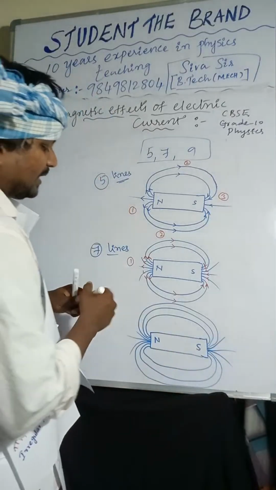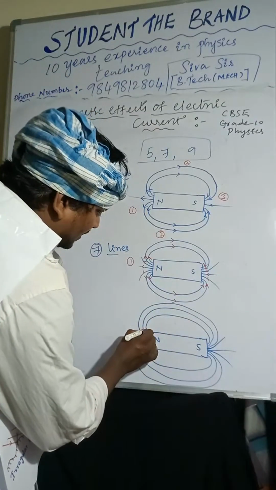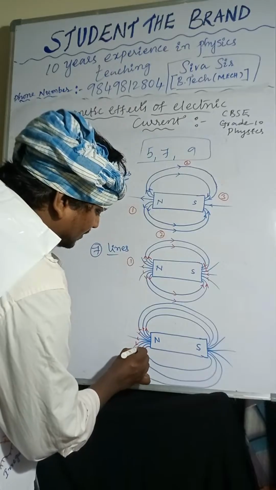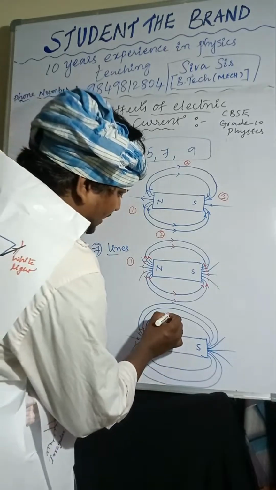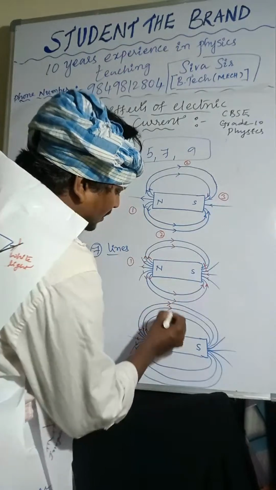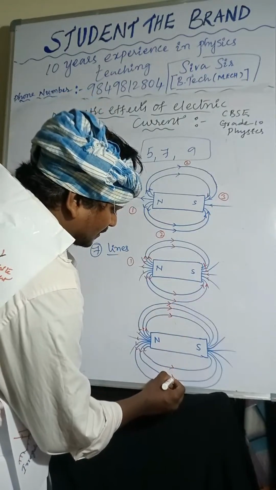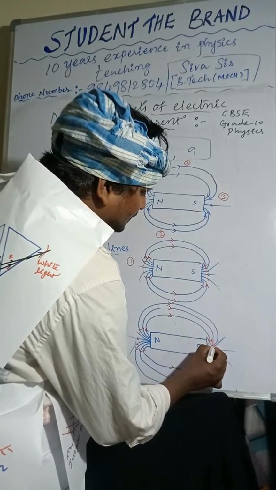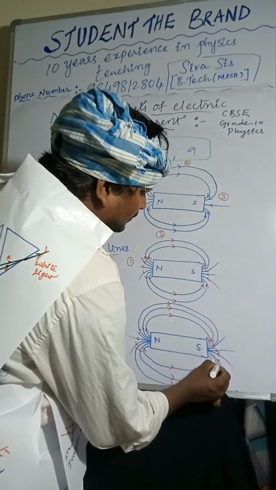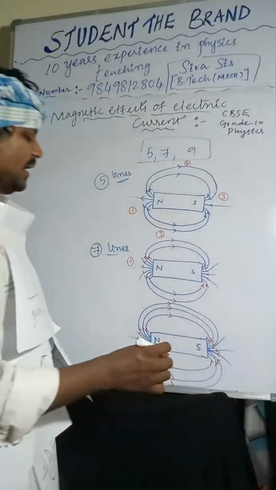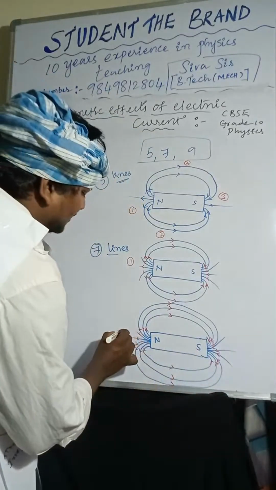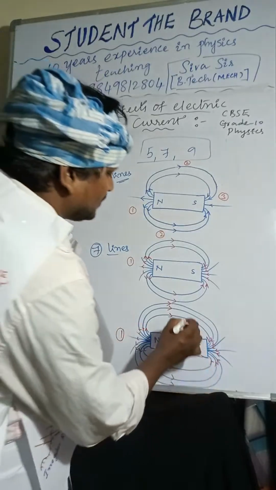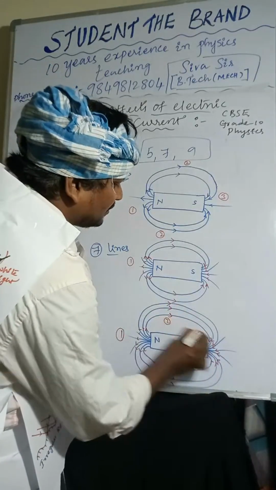So you can draw the lines emerging out. In the middle, exactly here, you have to draw straight like this, and here I am merging in. As I said, first at the poles you have to mention the directions, the second in the middle, and the third one here.